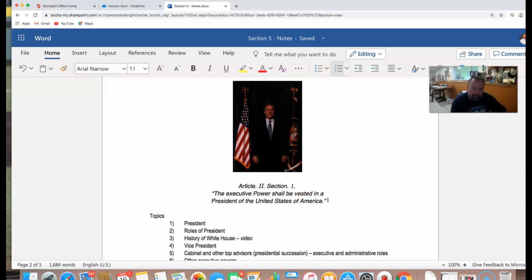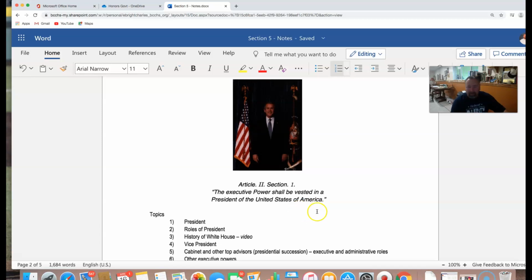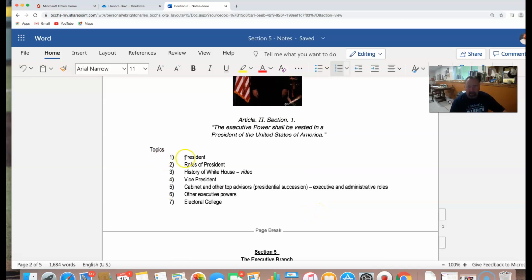Okay, Article 2, Section 1, the executive power shall be vested in the President of the United States of America. Okay. So these are some of the topics we're going to be looking at: the roles of the president, which I will refer to as different hats that the president wears. A little bit on the White House itself, the vice presidency. We'll be looking at the cabinet, also known as the executive departments. We'll also look at some of the other executive agencies and so forth that we find in the executive branch.